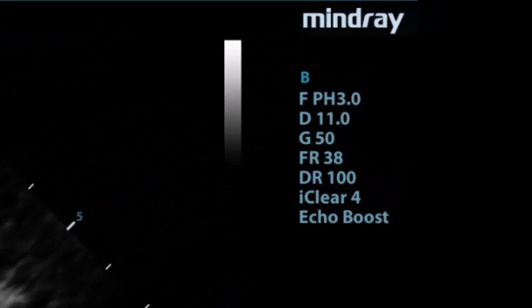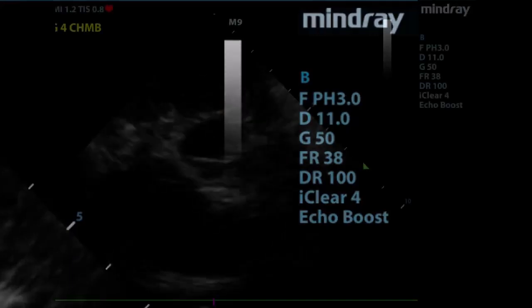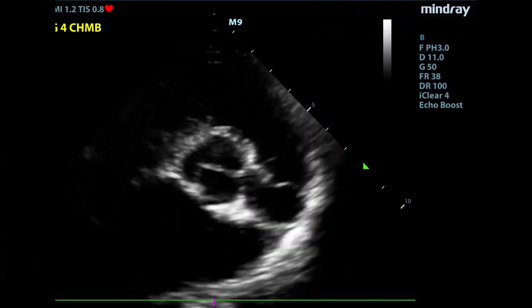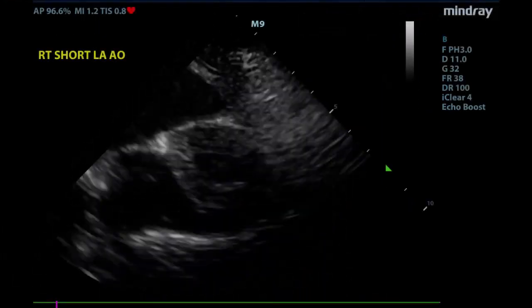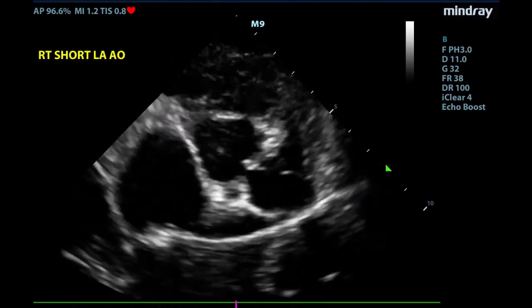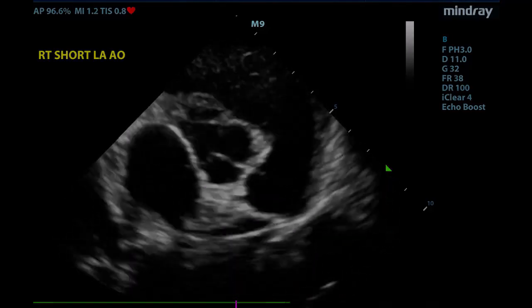In this 45-pound Basset Hound, depth is 11 centimeters, and the frame rate is reduced to 38. A reduced frame rate may not capture full diastole or full systole for measurement purposes. In spite of this trade-off, a two-dimensional LAAO ratio may give a more accurate representation of left atrial enlargement than the Tei-Holz M-mode LAAO ratio.